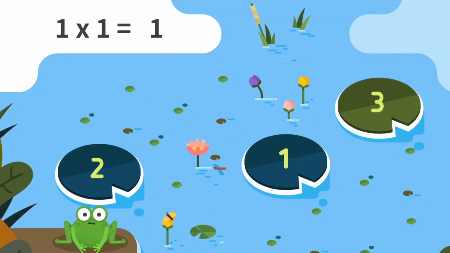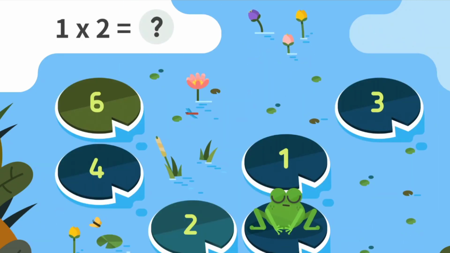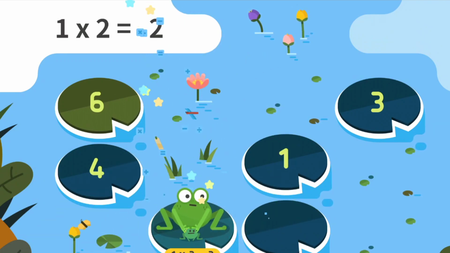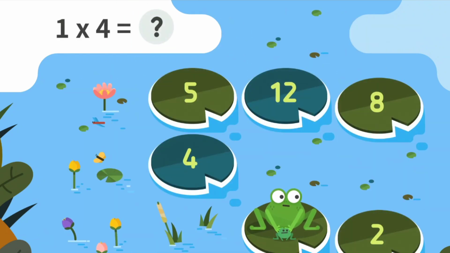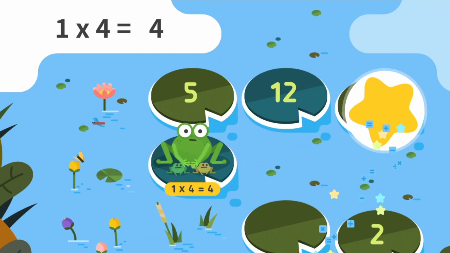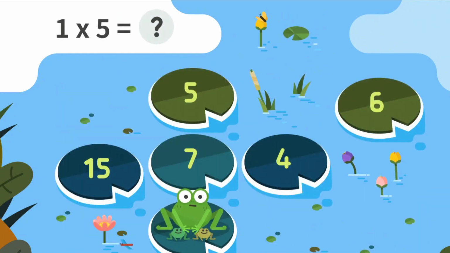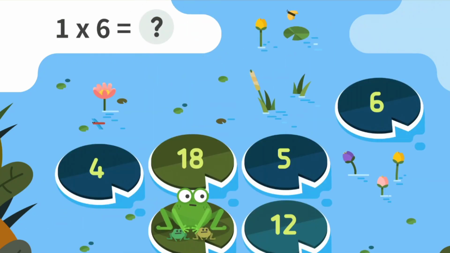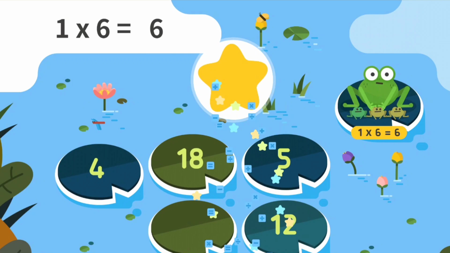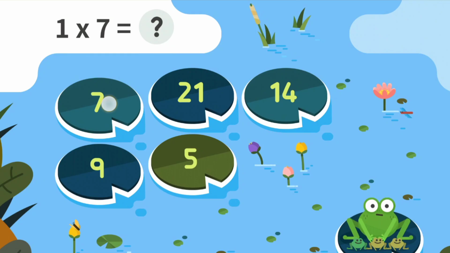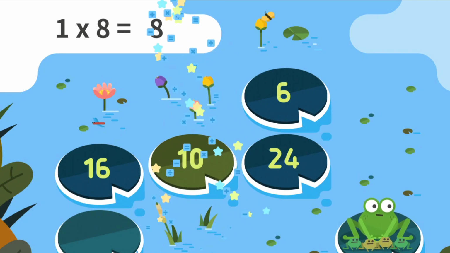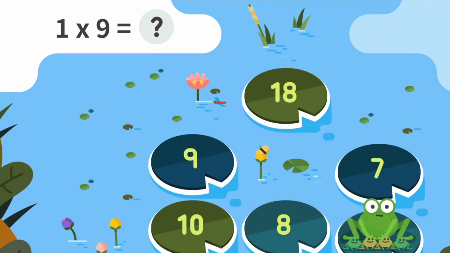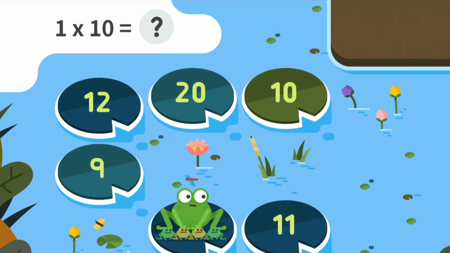1 times 1 is 1. 1 times 2 is 2. 1 times 3 is 3. 1 times 4 is 4. 1 times 5 is 5. 1 times 6 is 6. 1 times 7 is 7. 1 times 8 is 8. 1 times 9 is 9. 1 times 10 is 10.